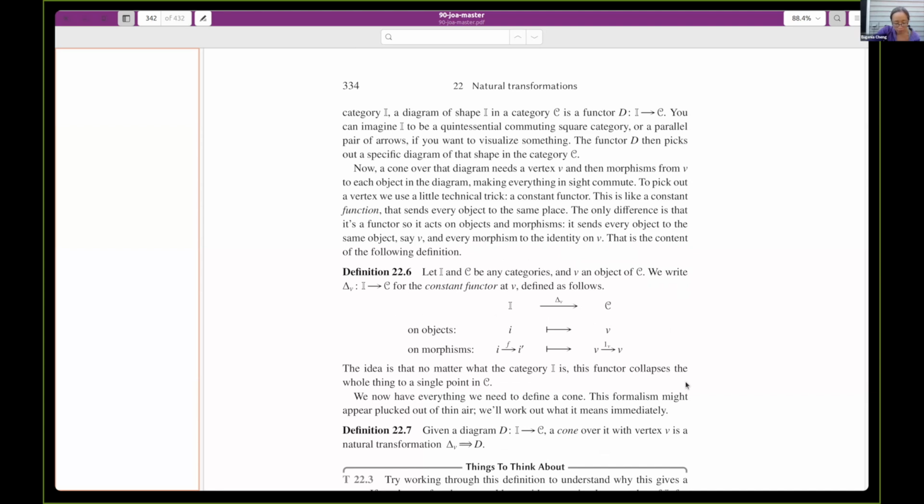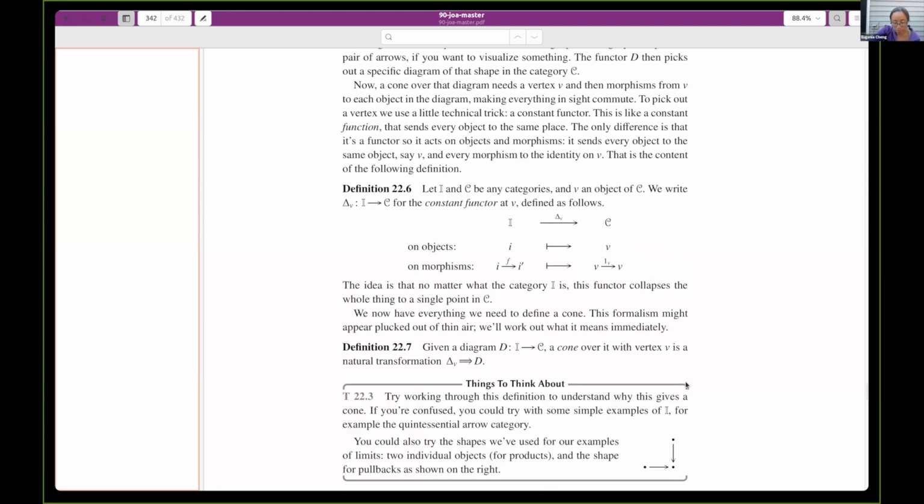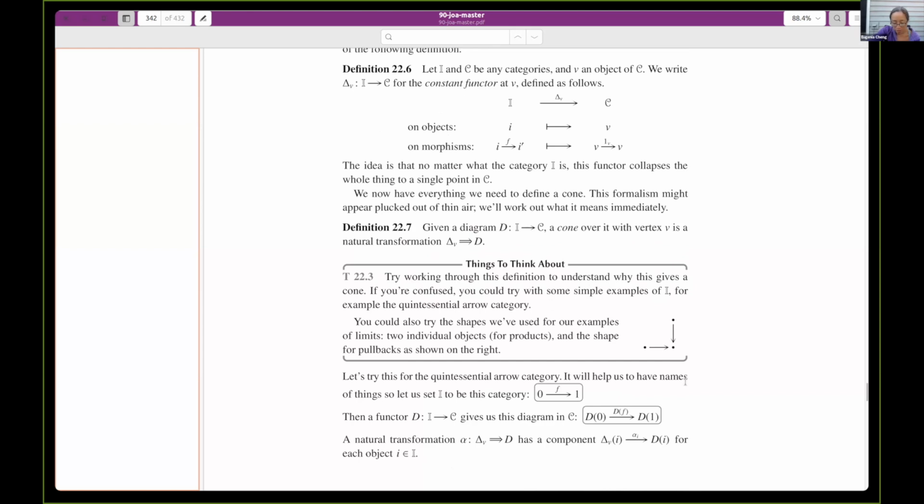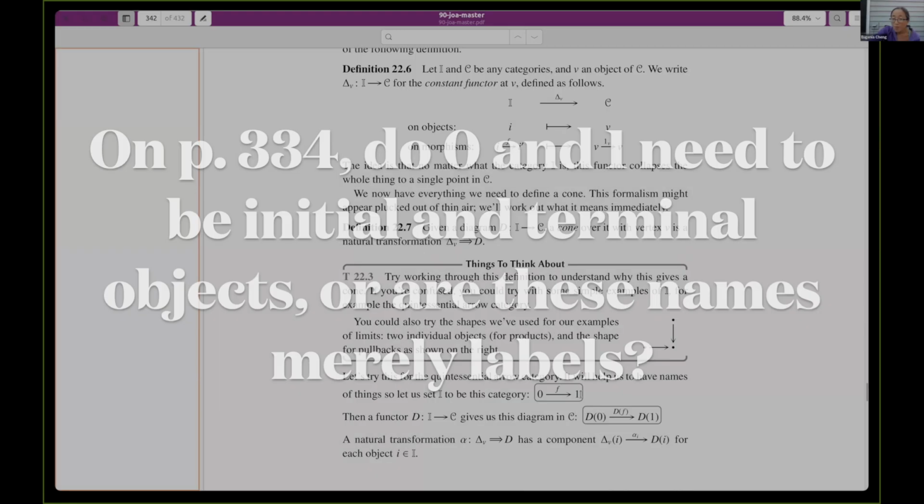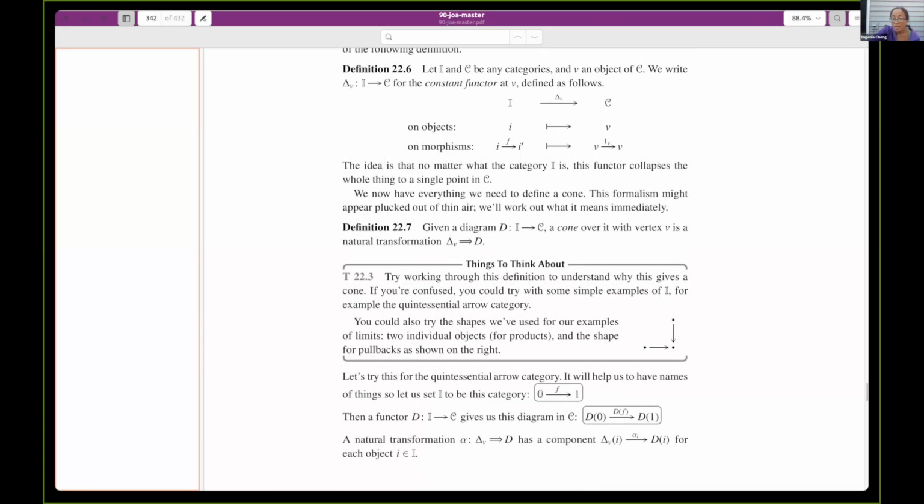Page 334 at the bottom, the blackboard, oh yes, I think I addressed this already. Do 0 and 1 need to be terminal and initial objects? Well, look at them. They really are terminal and initial, aren't they? So 0 is the initial object in this category and 1 is the terminal object in this category. So it doesn't matter what we label them, they will still be terminal and initial.